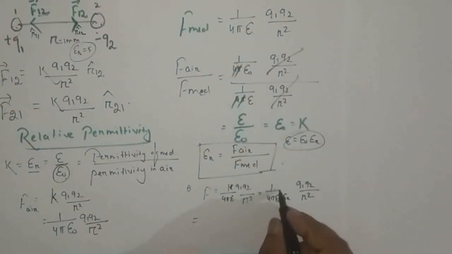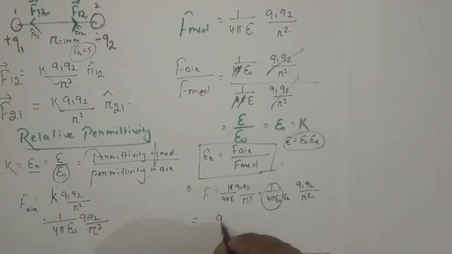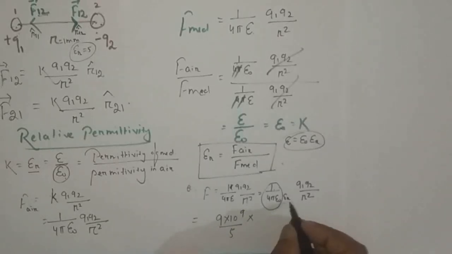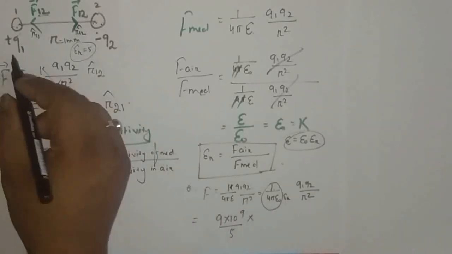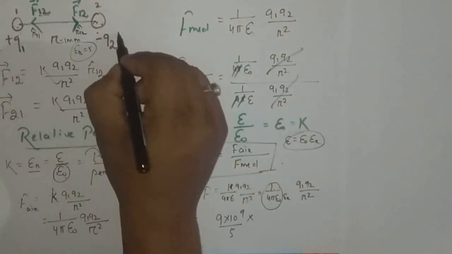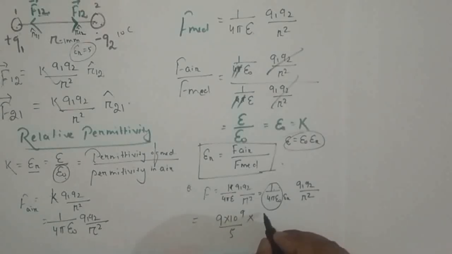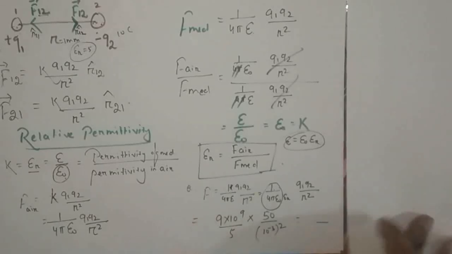So I will write it here. 1 by 4 pi epsilon naught is 9 into 10 to the power 9. Epsilon r is given as 5. Let Q1 be 5 coulomb and Q2 be 10 coulomb, so 5 into 10 is 50. 1 mm means 10 to the power minus 3, squared, and after solving you will get the answer in Newton.